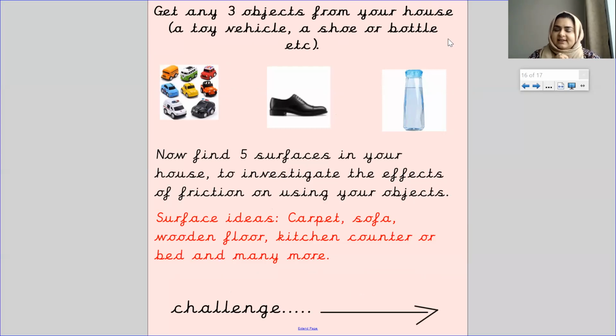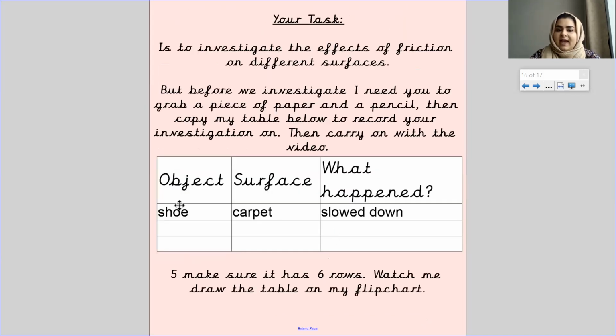So some surface ideas you have are carpet, sofa, wooden floor, kitchen counter, or a bed, and many more. So all you will need to do is, for example, if you've got a toy vehicle, you're going to use it on one of these surfaces and you're going to write down what happens. Okay, so if you look over here, I tested a shoe, I tested it on a carpet, and then I wrote down what happened. And the shoe slowed down when it went on the carpet, and that is because the carpet was rough and the friction caused on it was strong.